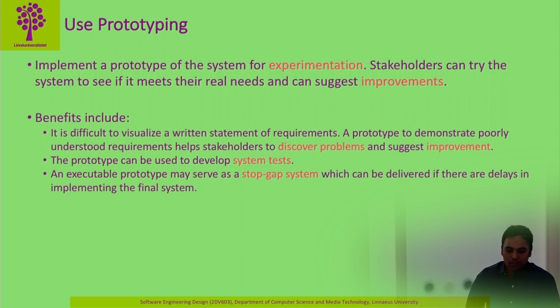And also an executable prototype can serve as a stopgap system. If there is any delay or failure in the actual or live project, or the actual system that you will deliver, this prototype system can be used as an intermediary solution for the end users. So you basically provide these prototypes to the end users and let them know that you are still solving the problem with the actual system. Until that time, they can use this prototype to achieve their goals.